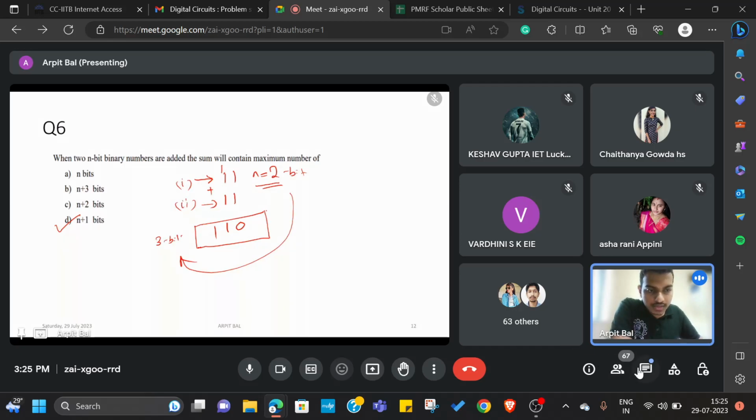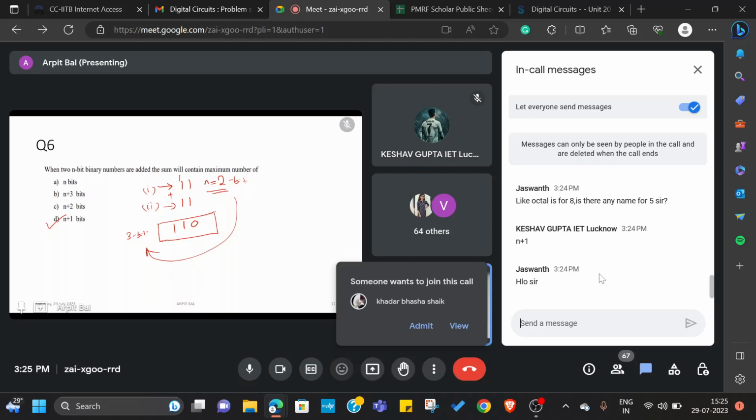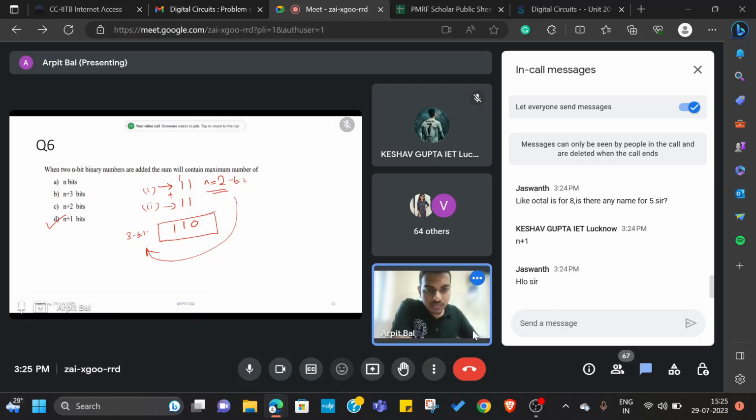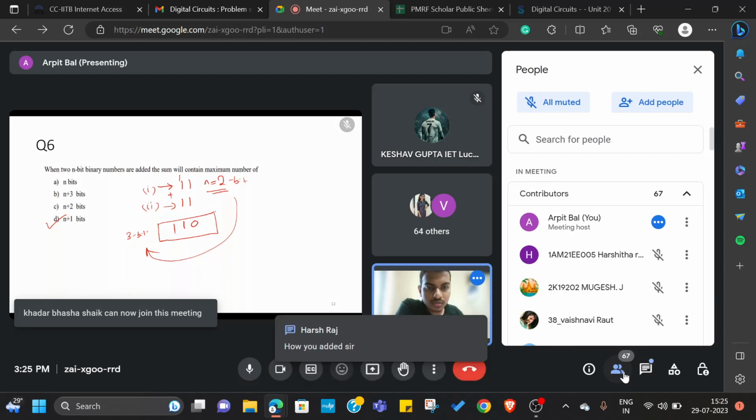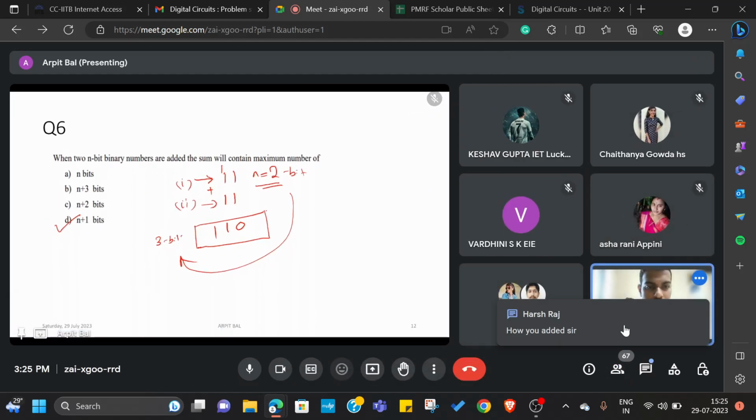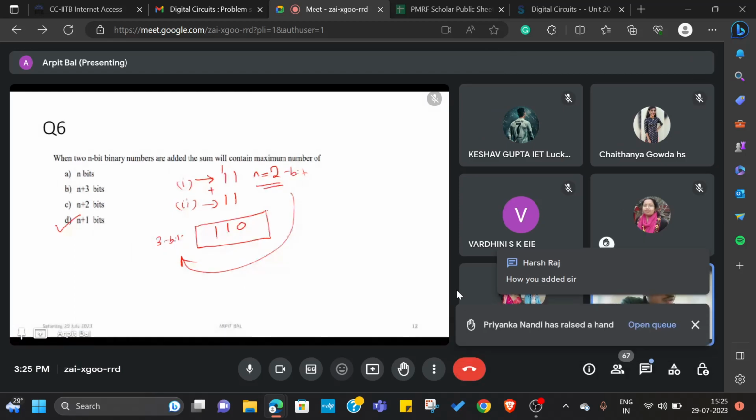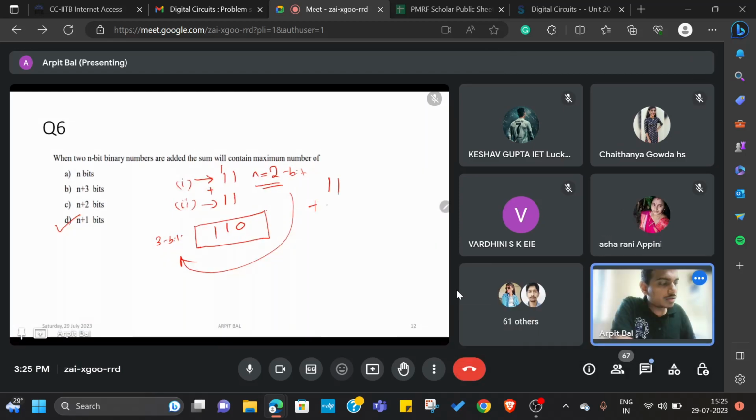Okay, someone raised their hand. Sorry, how I added? This is 1 1 1, and 1 plus 1 is actually 2, so you will have a 0 here and a 1 in carry. Then similarly 1 plus 1, it is 2 plus 1 is 3, so 3 in binary is 1 1. I hope that answers your query.